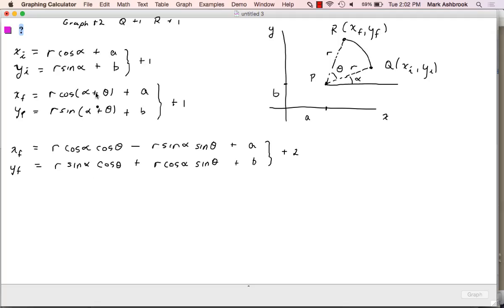Okay. So what are we going to do now? So now we see that r cosine alpha is xi minus a. What am I doing? I'm first grabbing this right here, and I'm seeing that that's xi minus a. And then r sine alpha is yi minus b from the first set of equations.